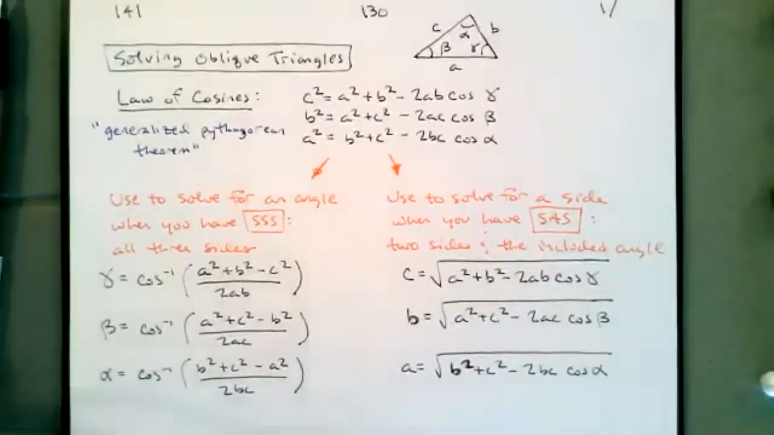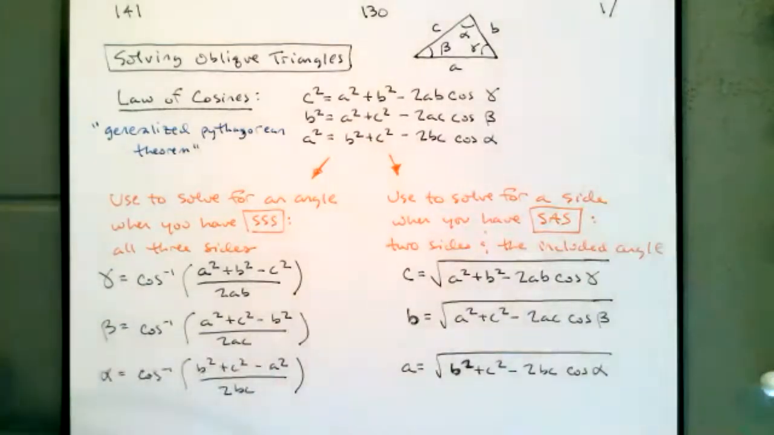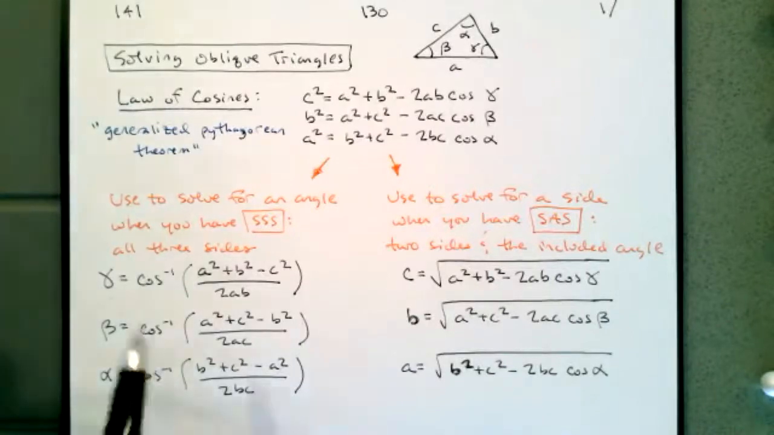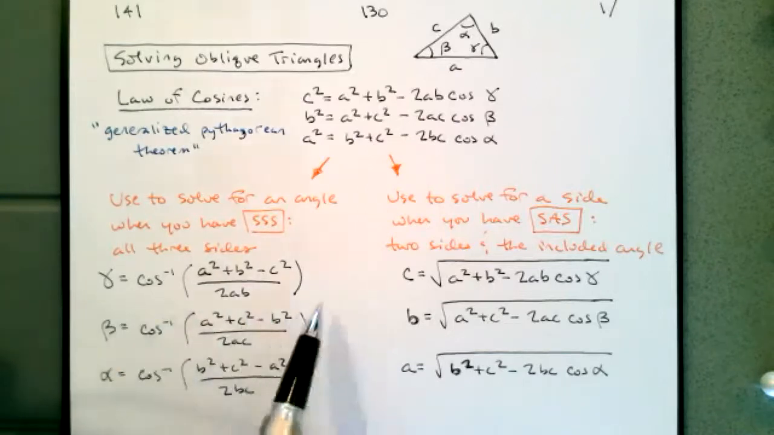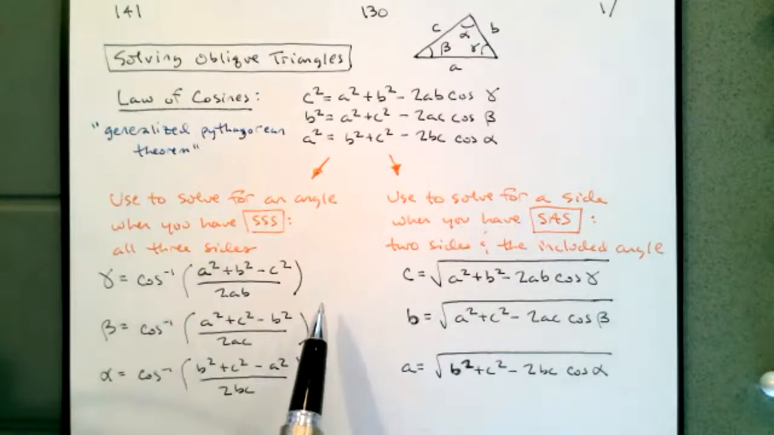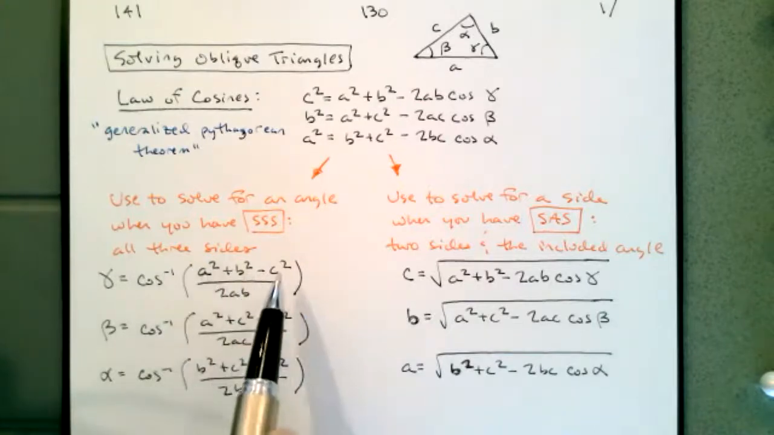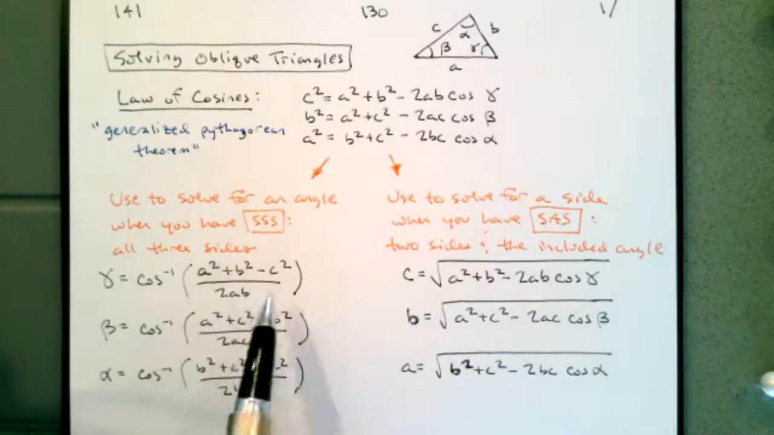We also talked about when we use the law of cosines. We can use the law of cosines to solve for an angle, or we can use the law of cosines to solve for a side. And the different forms tell us what information we need to use the law of cosines. So, for example, if I want to solve for angle gamma using this part of the law of cosines, I need to know A, B, and C. I need to know all three sides.